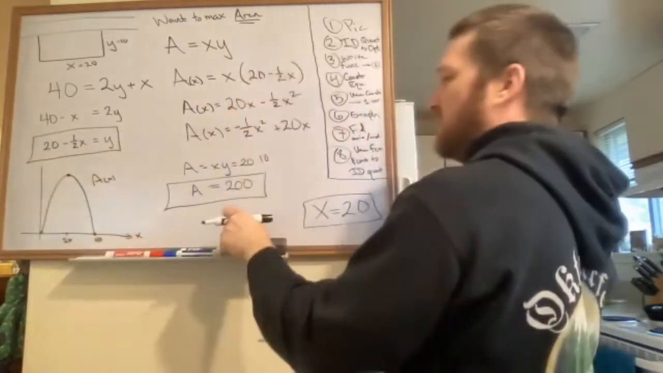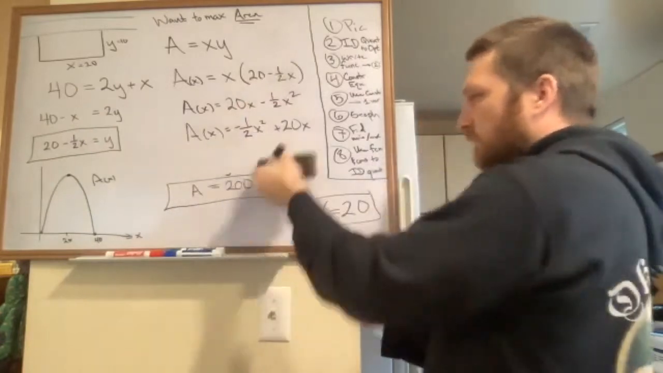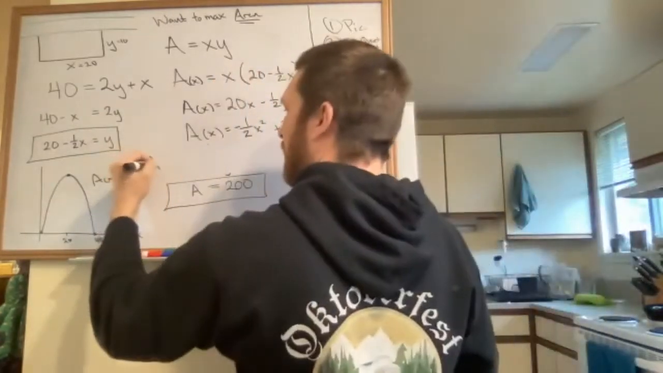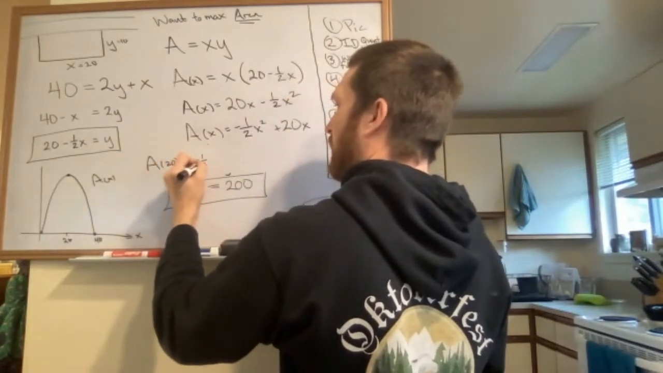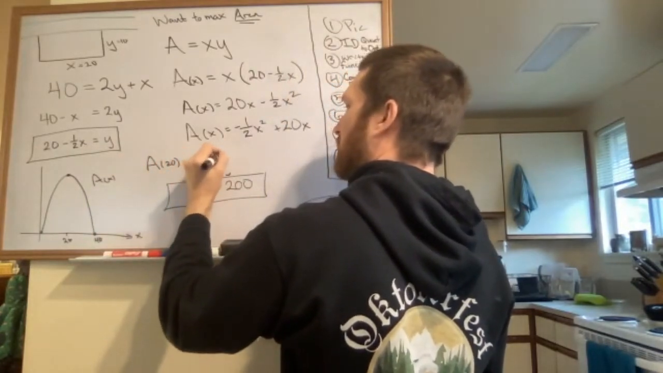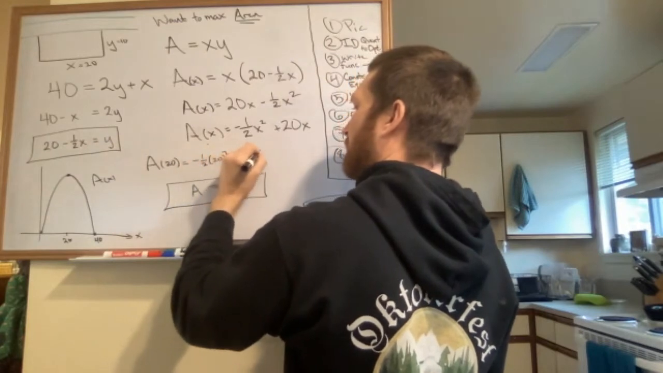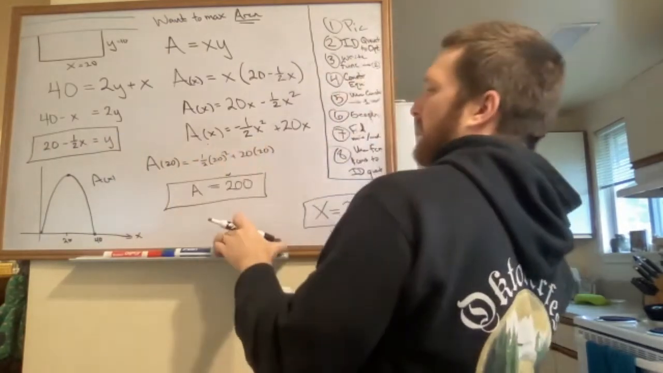And we could have just said right at the beginning, well, since that's all I'm looking for, I'll just plug a 20 into here. And we get negative 1 over 2 times 20 squared plus 20 times 20. Oh boy.